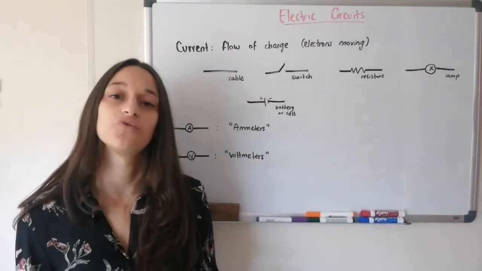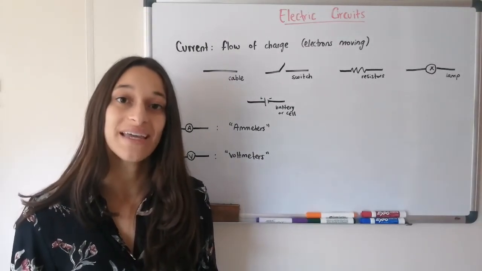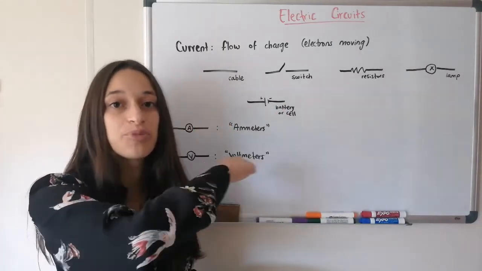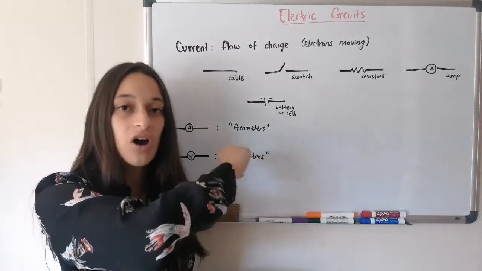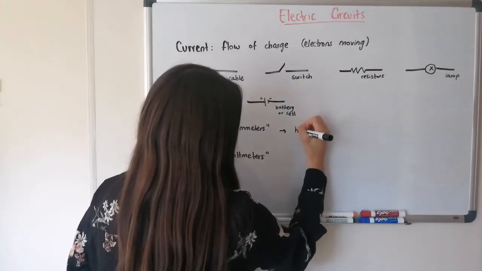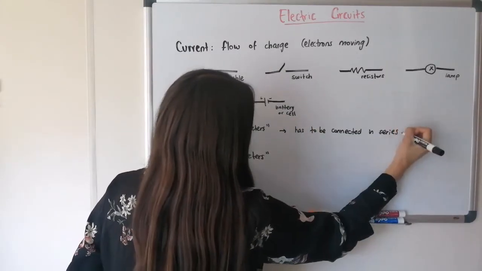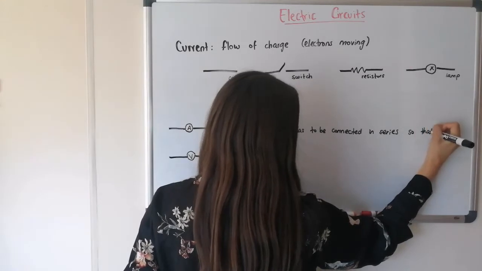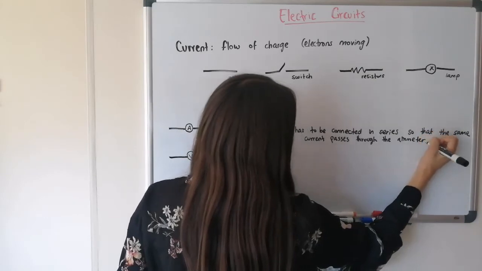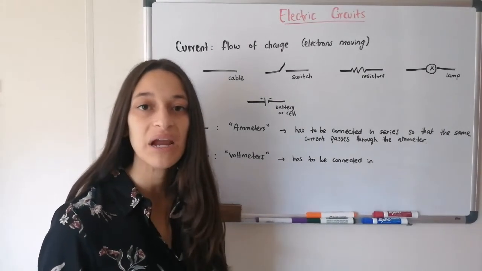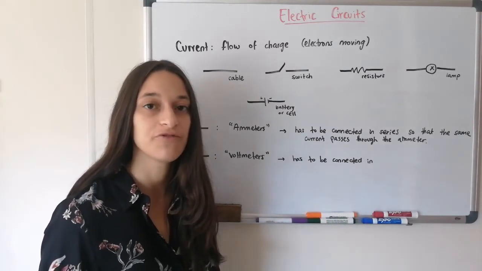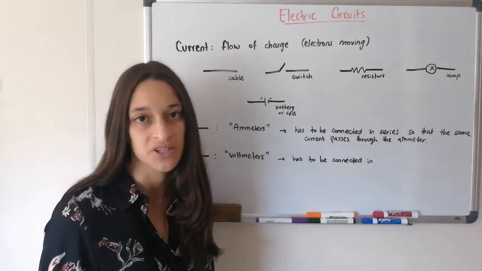When you want to measure current, you have to put the ammeter in series with the circuit. In series means that it's in the same branch, and all the current that passes through the object passes through the ammeter. So this has to be connected in series, so that the same current passes through the ammeter. And voltmeters instead have to be connected in parallel. We'll see why in a second, but basically when the voltmeter is connected in parallel, it feels the same voltage drop as the component that you're trying to measure.